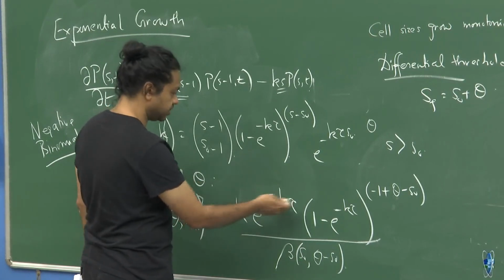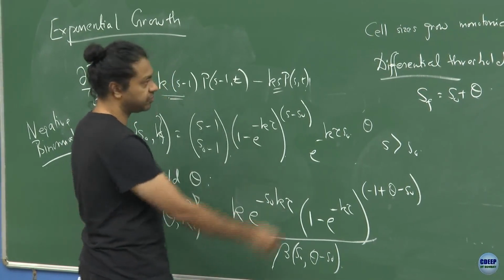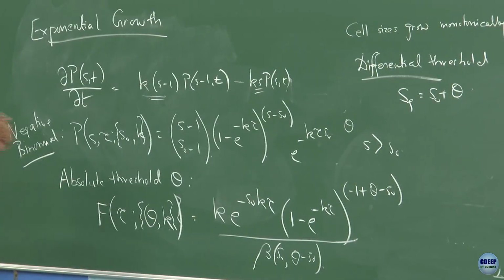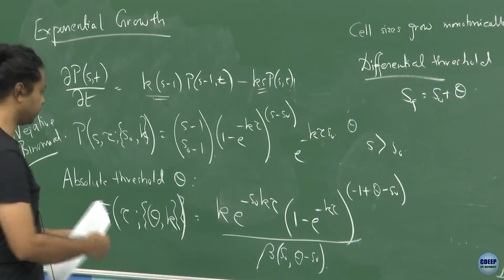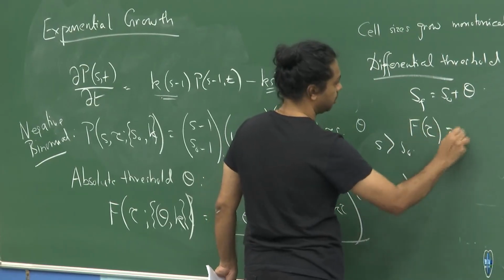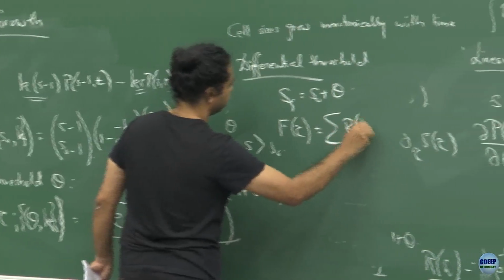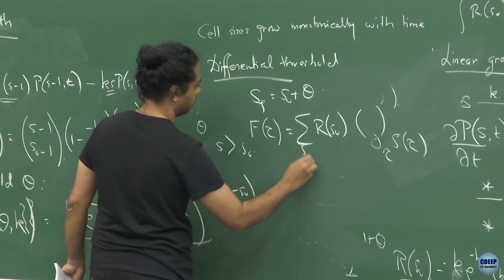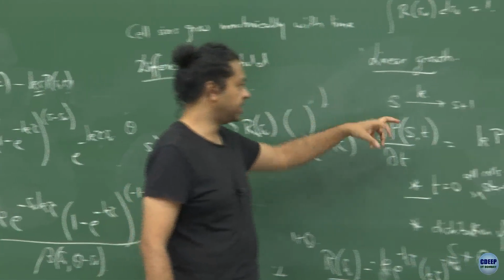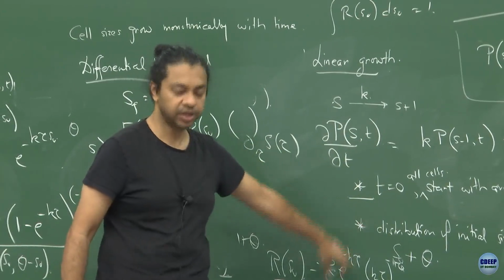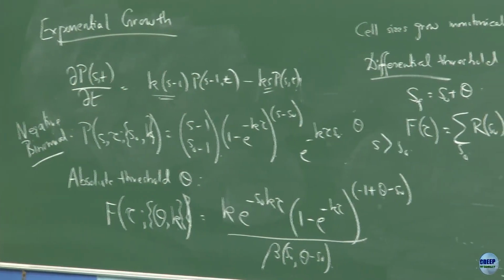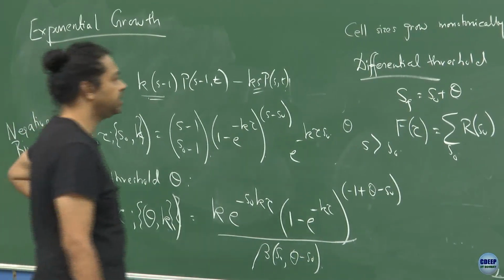So the S naught would not get out of this if you were to do a differential threshold. So what it says is that if there is a differential threshold, then if you were to find out what is f of tau, it would have some dependence on the distribution of initial sizes that you have. Correspondingly, on the other hand, if we had linear growth, there would be no dependence on the distribution of initial sizes.